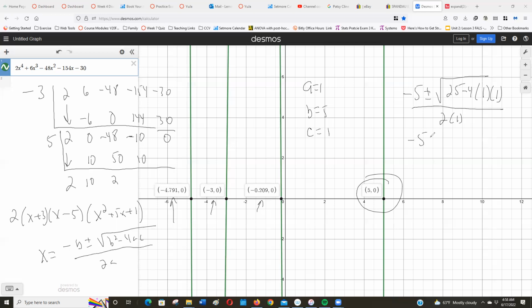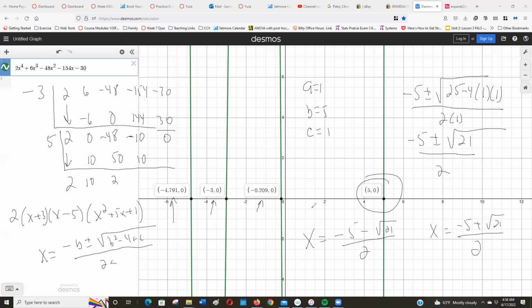So we get negative 5 plus or minus the square root of, let's see, 4 times 1 is 4. 25 minus 4 is 21, all over 2. And let's see, 21 only factors to 7 and 3, or 21 and 1. So that doesn't factor any further. So my other two answers are x equals negative 5 minus the square root of 21 over 2, and x equals negative 5 plus the square root of 21 over 2.